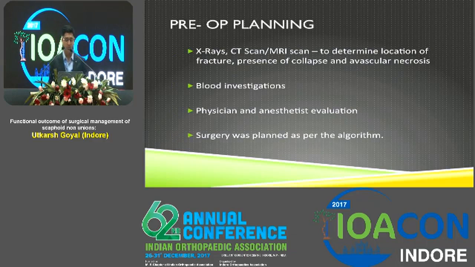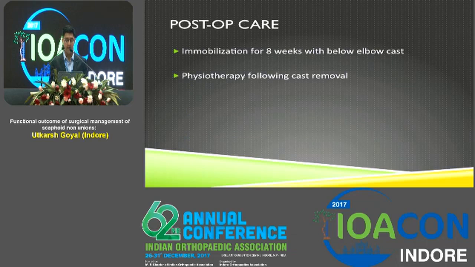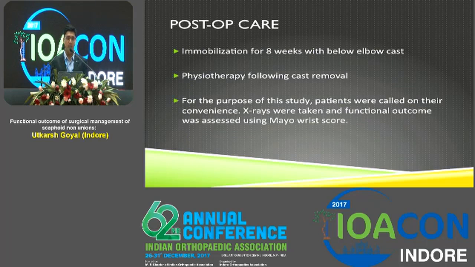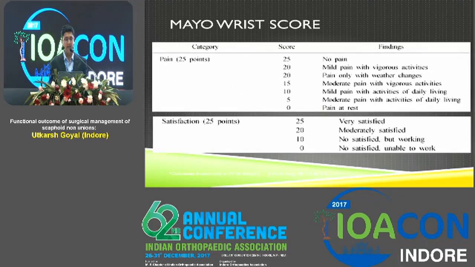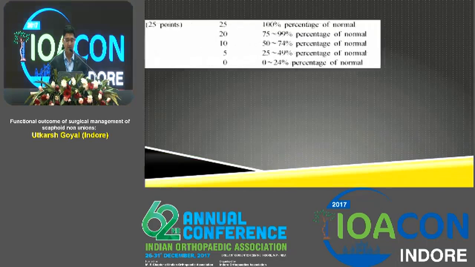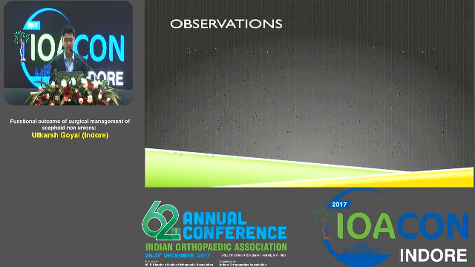Pre-op planning included X-ray, CT, and MRI, followed by blood investigations and surgery as described above. Post-op care included immobilization for 8 weeks with below elbow cast, followed by physiotherapy. Patients were called for functional outcome at a later date at their convenience. The functional outcome was determined by Mayo Wrist score, which has 4 modalities: pain, satisfaction, range of motion, and grip strength.